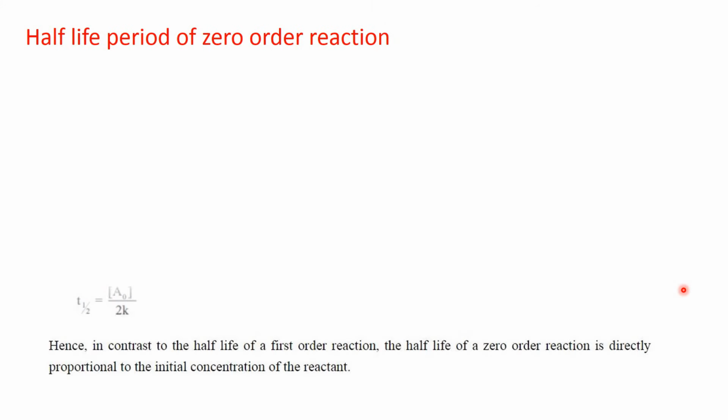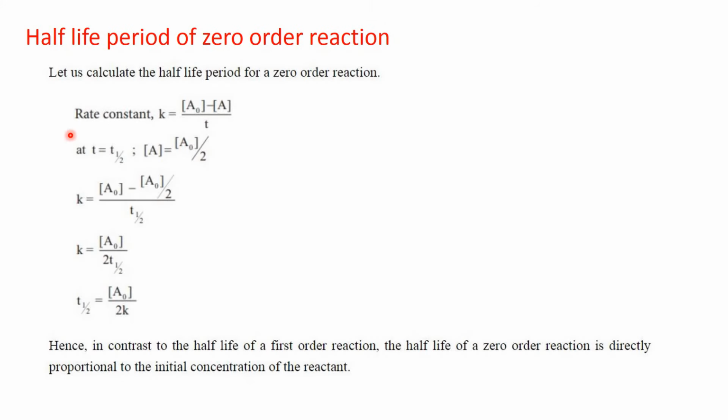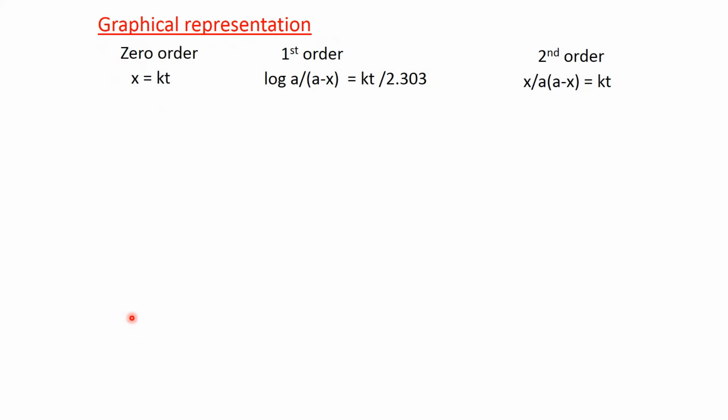Now the half-life period of a zero order reaction. As usual, we know these things. In place of a, you have to put a0 by 2. Then finally t half comes as a0 divided by 2K. 2K is constant. That means the half-life period of a zero order reaction is directly proportional to the concentration of the reactant.